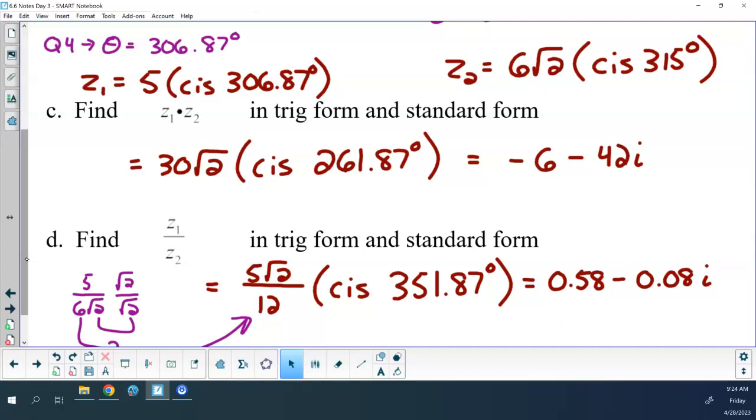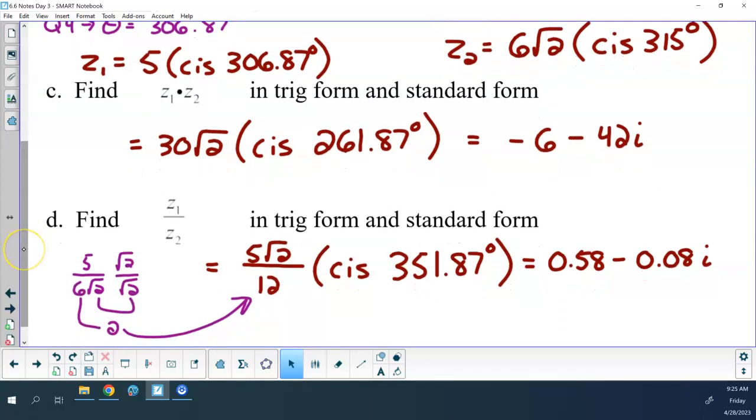And then if we distribute it out, we get negative 6 minus 42i. If we divide them, we get that. Now, I rationalized my denominator for that one. But the jury's out on whether we would have you rationalize the denominator for that one, because it's not a unit circle angle, so it doesn't really matter.